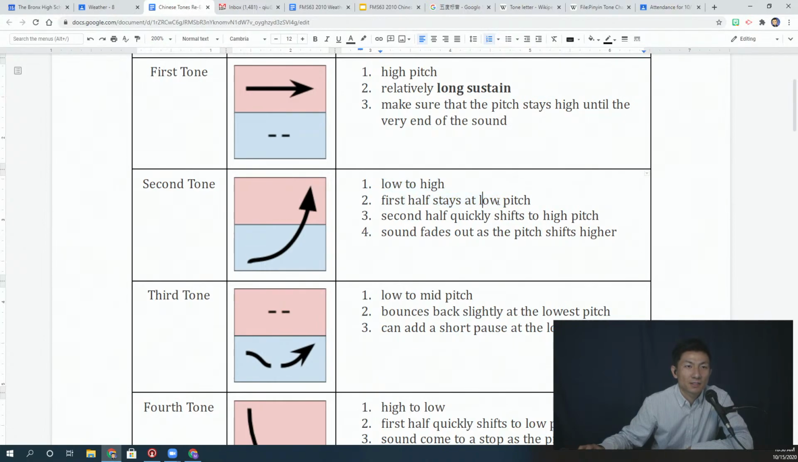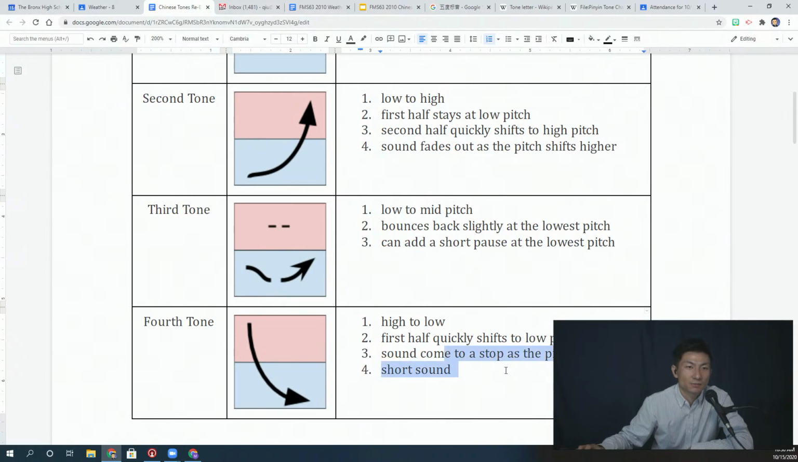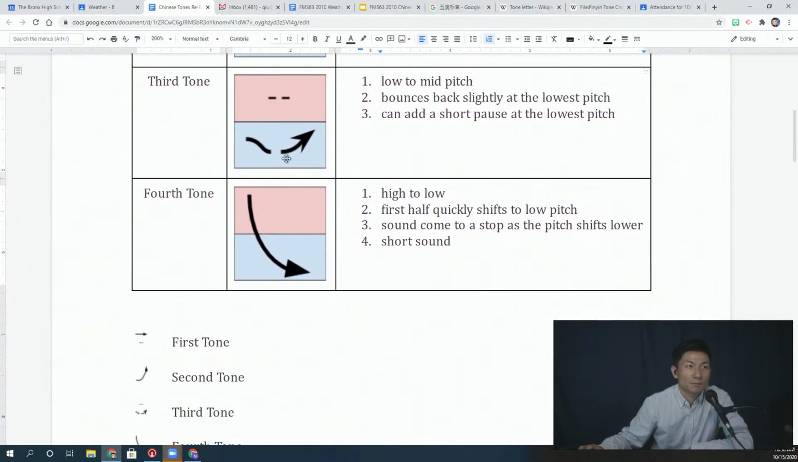And then second tone, low to high. First half stays low. You have to establish clearly that it's from the low pitch range. And then second half goes up quickly to the high pitch. And for the third and the second and fourth tone, towards the end, it's going to naturally fade. The sound's going to fade out or just stop. Third tone, we just talked about it, bounces back slightly at the lowest pitch, and then you can add a small pause in between, or you don't have to. Sometimes some people do. I looked at the audio samples. Some people do, some people don't. So you can just try and see what is more comfortable for you.